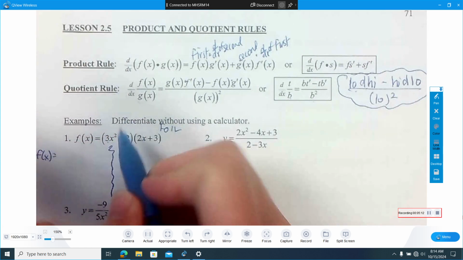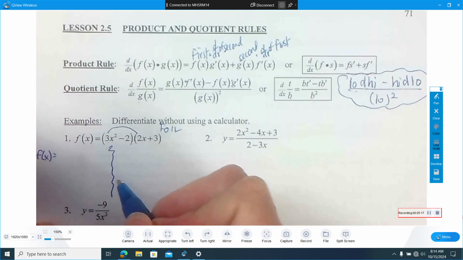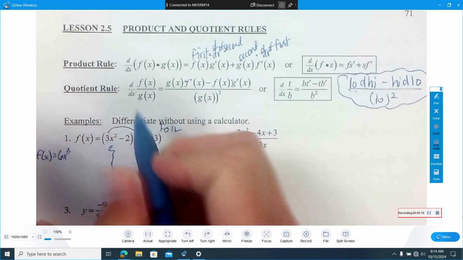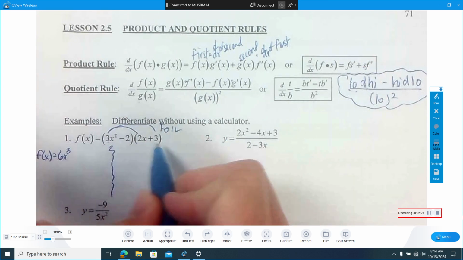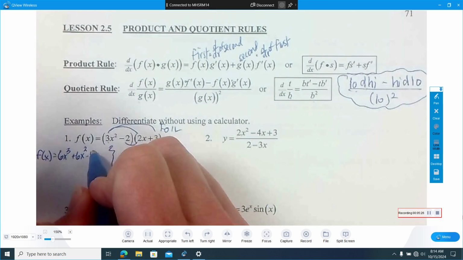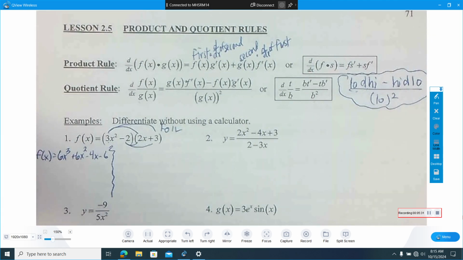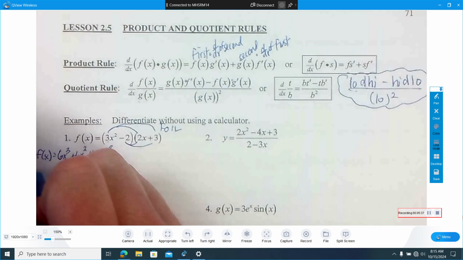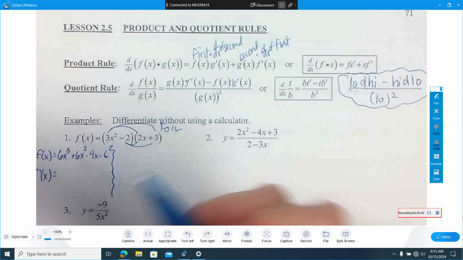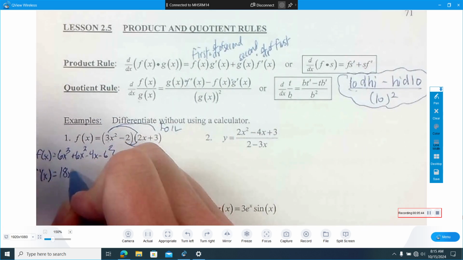Let's see. First times first, 3x squared times 2x would give me 6x cubed. The outside would give me 6x squared. The inside would give me negative 4x. And last times last would give me negative 6. And now, since I multiplied those all together, now I can really easily take a derivative, right? So f prime of x would be what? 18x squared.